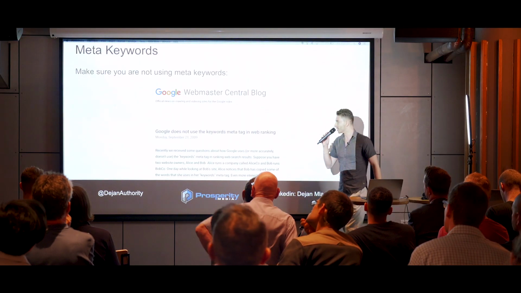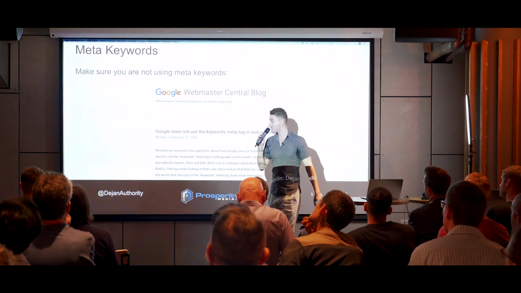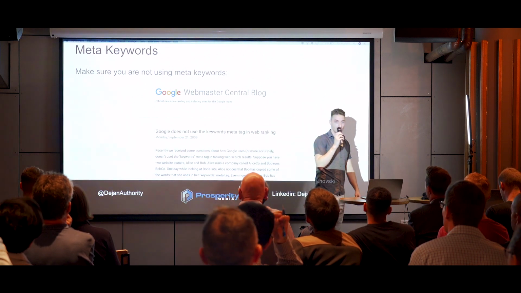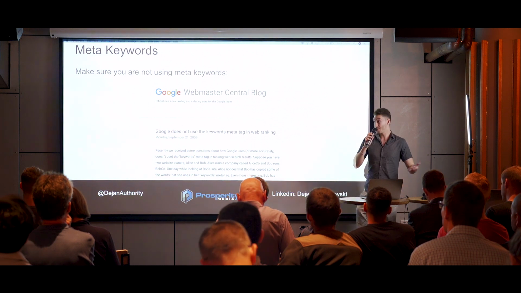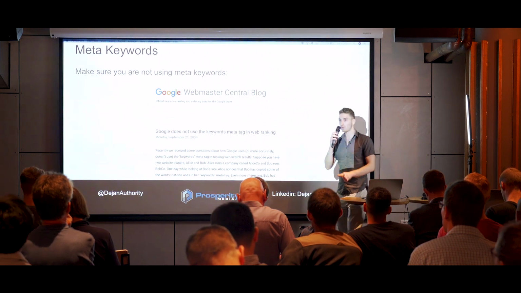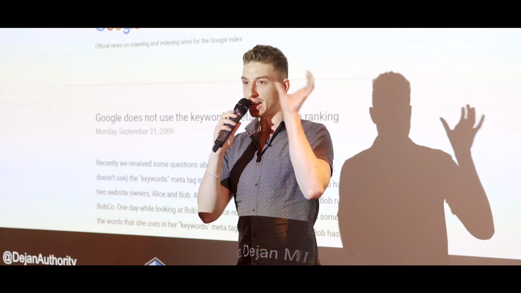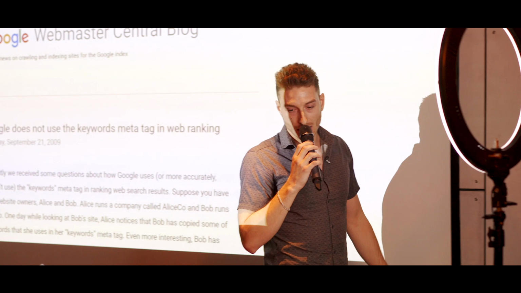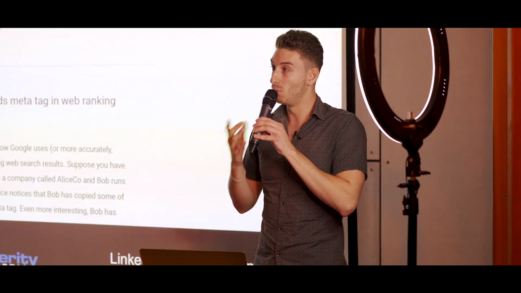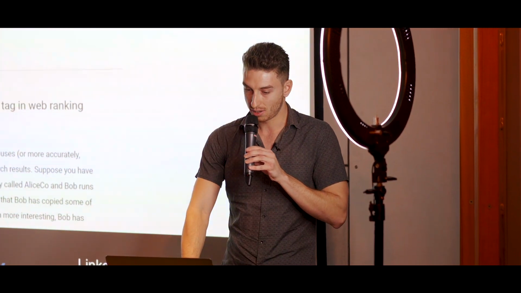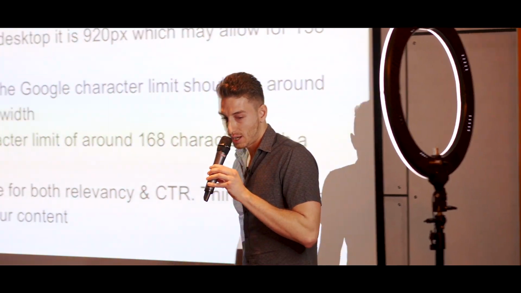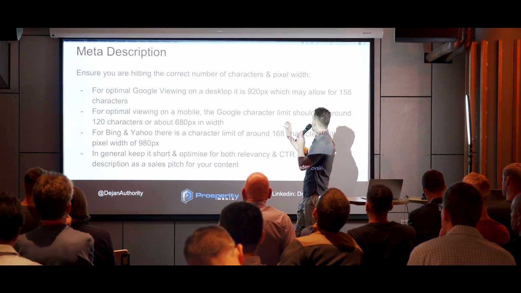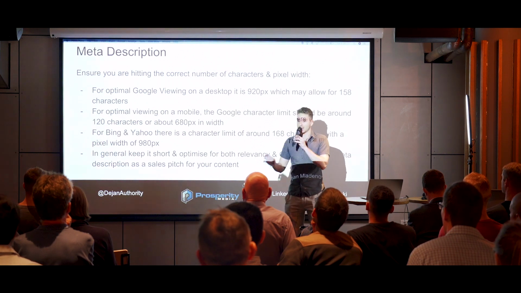All right, meta keywords. This is an interesting one. I always see it. Google came out in 2009 and said not to use meta keywords. It's pretty much a spam signal. You're telling Google, these are the keywords we want to rank for. It's almost seen as keyword stuffing if you really look at what it is. I'd highly advise just removing those keywords. They provide no value. Meta descriptions. For optimal Google viewing, you want to be about 920 pixels, which is about 158 characters long.